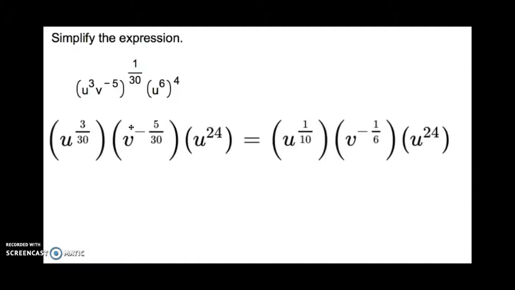Now I can take this a step further. So notice that I have 2 of these with the same base and 1 of them not. That means, looking at the u's, because they have the same base, since they're being multiplied, I can add those exponents together. I cannot add it to the v's exponent because it's a different base, but I can add 1 over 10 to 24, so let's do that on the calculator.